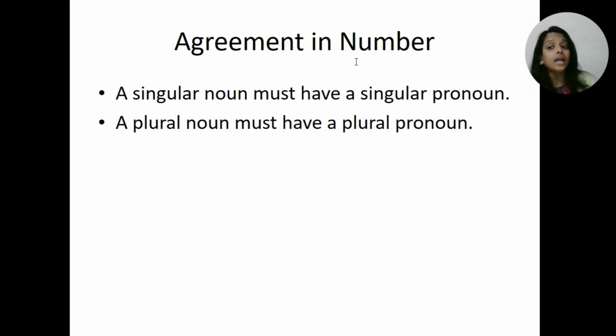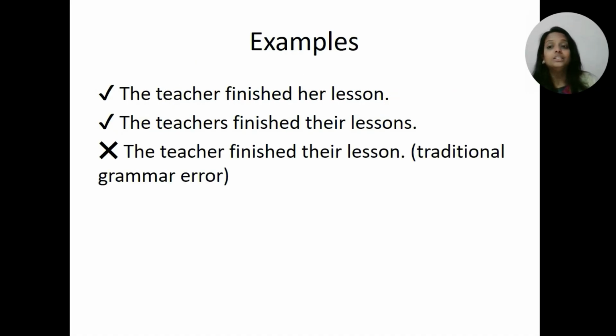The first one is agreement in number. A singular noun must have a singular pronoun. That is very common, right? And a plural noun must have a plural pronoun. For example, the teacher finished her lesson. The teachers finished their lessons. So here the teachers are plural, so their lessons. If you write "the teacher finished their lesson," then it's a grammar error because here the teacher is singular, but you are using "their," which is a plural pronoun, which is wrong, correct?